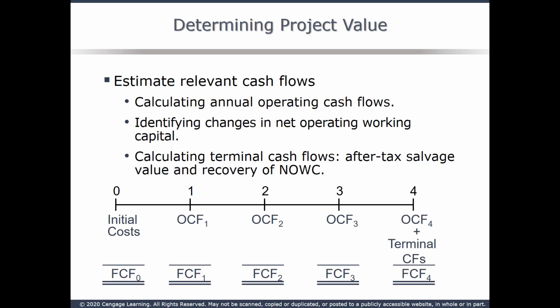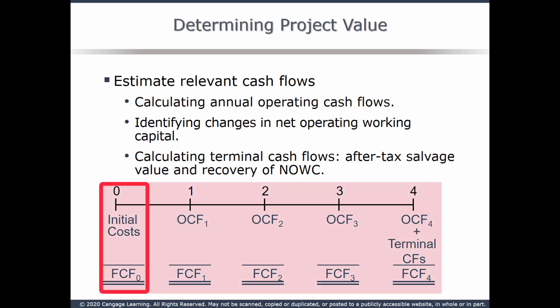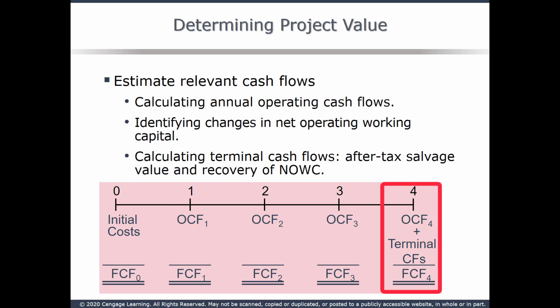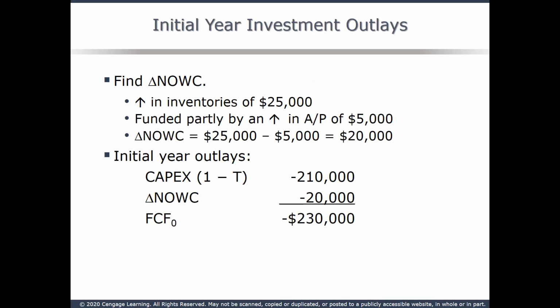To begin our analysis, we have to calculate the operating cash flows, sales revenue and cost, compute the changes in net working capital, and calculate terminal cash flows, recovery of net working capital and net salvage value. This timeline lays out the general plan: initial cost, operating cash flows, terminal cash flows. We already looked at all the components of the initial cash flows.